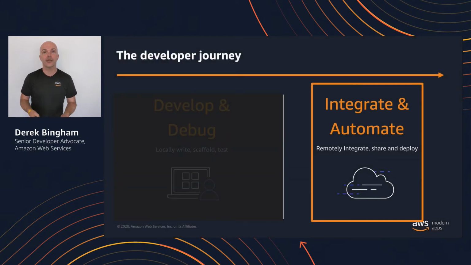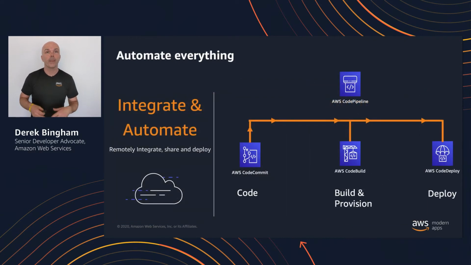Next in the developer journey is integrate and automate. This is where we bring our code together with other developers and we share it via source control repository, but also we need a way of building and deploying it into higher level environments like tests and production. Here is what I see as the common steps that a developer has to think about when automating and integrating their code. So you have to think about what source code repository to commit your code to.